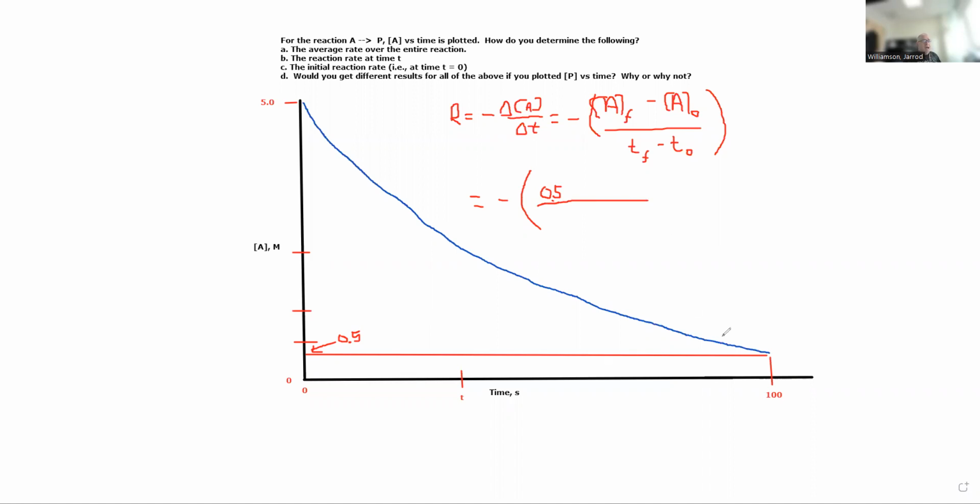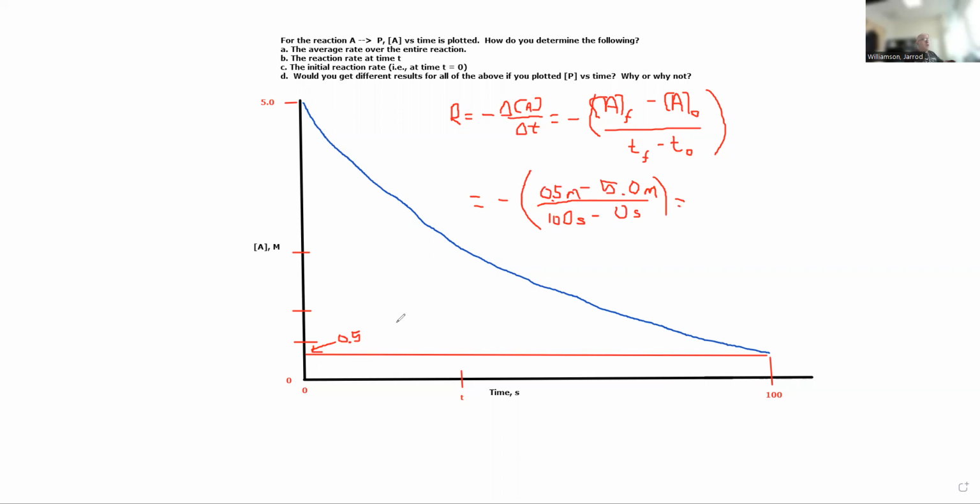And what time index was that at? 100 seconds. Minus the initial 5. These are units of molarity. Minus 0 seconds. And the question was, how do you determine it? Not so much get the correct number. So I'm showing you how to determine it. If you estimated the 0.5 slightly differently, that's really not what's critical here. What's critical here is I'm showing you the skill on how to get it.